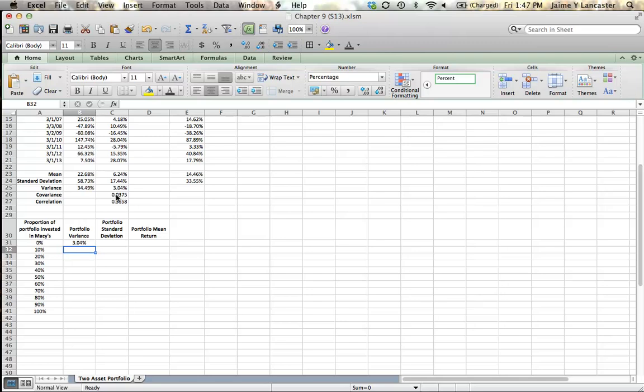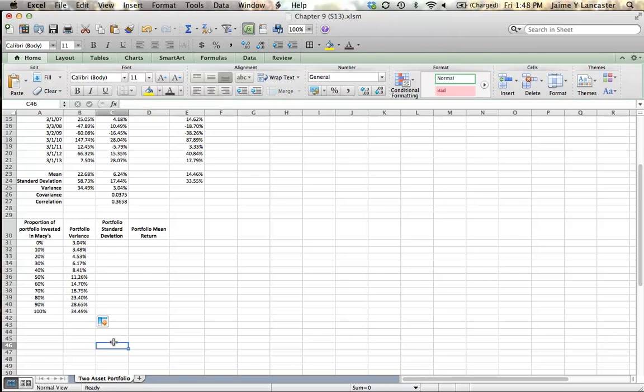And our portfolio variance with 0% in Macy's and 100% in Johnson & Johnson is equal to 3.04%, the same as the variance of Johnson & Johnson. So what I need to do is check here to make sure that I have all of the absolute references that I needed. I want to make sure that both variances, C25 and B25, are absolute references, as well as the covariance. Having done that, I can simply drag my formula down.